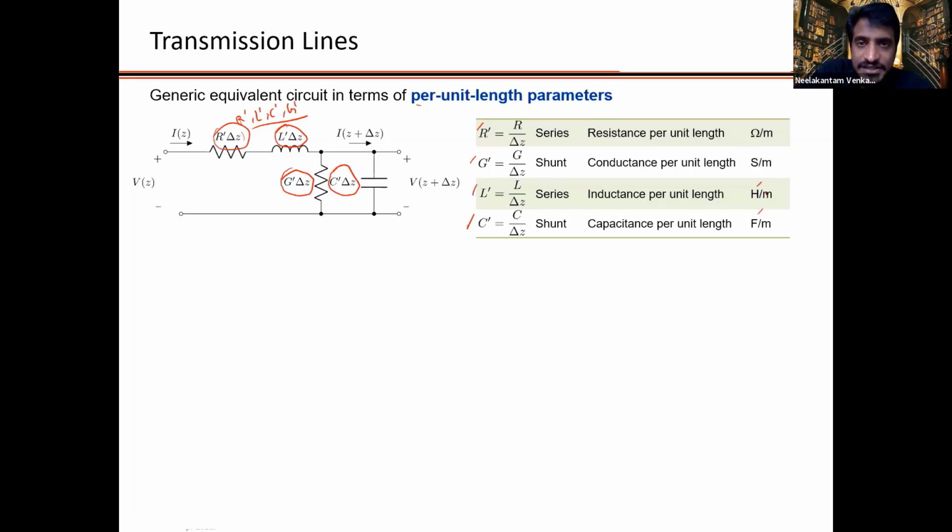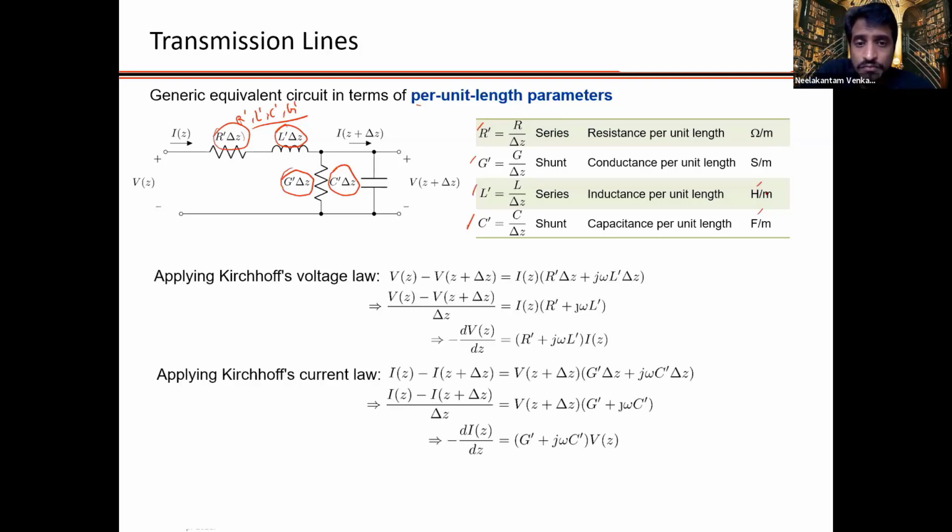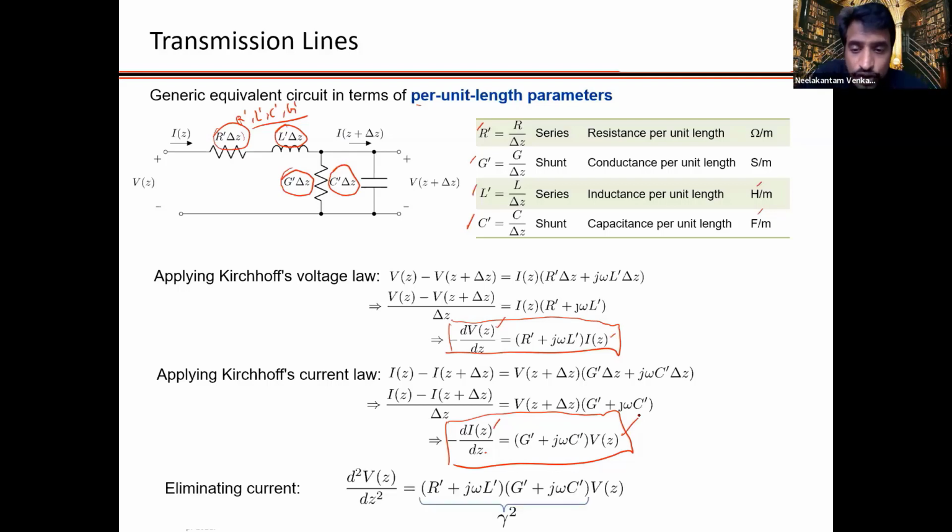Now this R, L, C, G are like the DNA of a transmission line. So if we were to work out Kirchhoff's voltage and current law, the KVL and the KCL, it will eventually end up getting a so-called differential equation. That means the change in voltage in space is dependent on current. The change in current with respect to space is dependent on voltage. So you go ahead and combine those two.